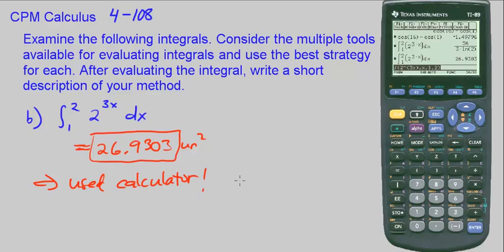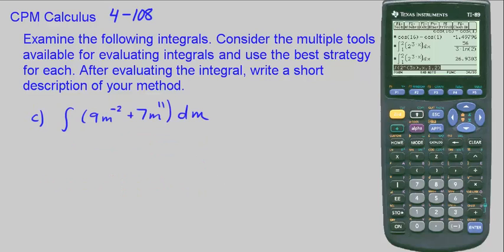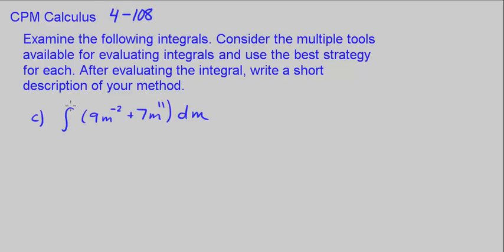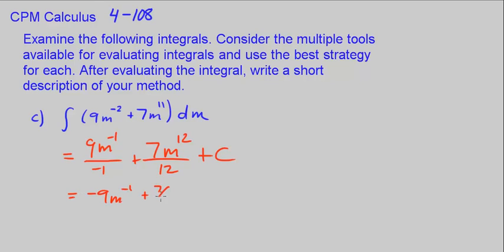All right. Let's go on to part C. So here again, we have an indefinite integral. We don't have the boundaries. And here's our expression. This one, we're going to use the power rule again. So it's going to be 9m, add 1, divide by the power, plus 7m, add 1, divide by the power, plus c. Don't forget the plus c. And then we can simplify this. That's just negative 9m to the power of negative 1 plus 7/12 m to the power of 12 plus c. All right, there we go.